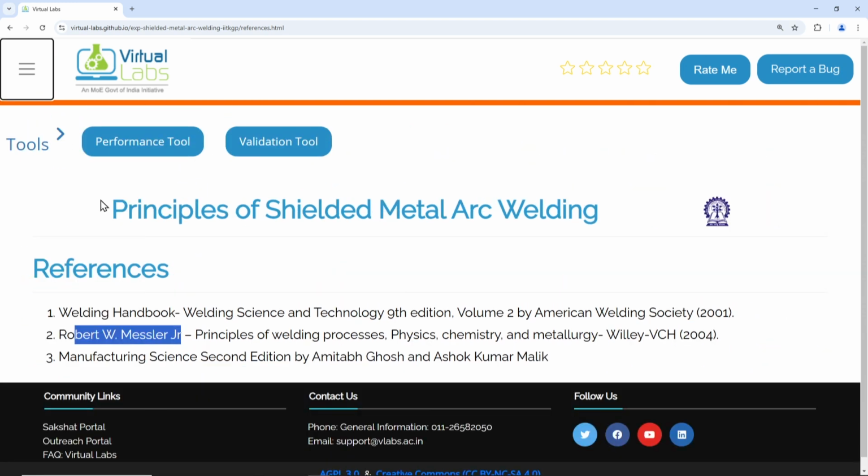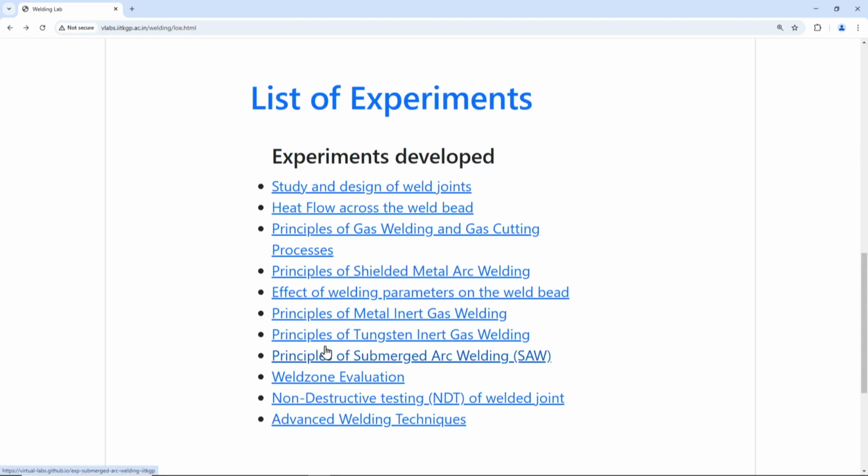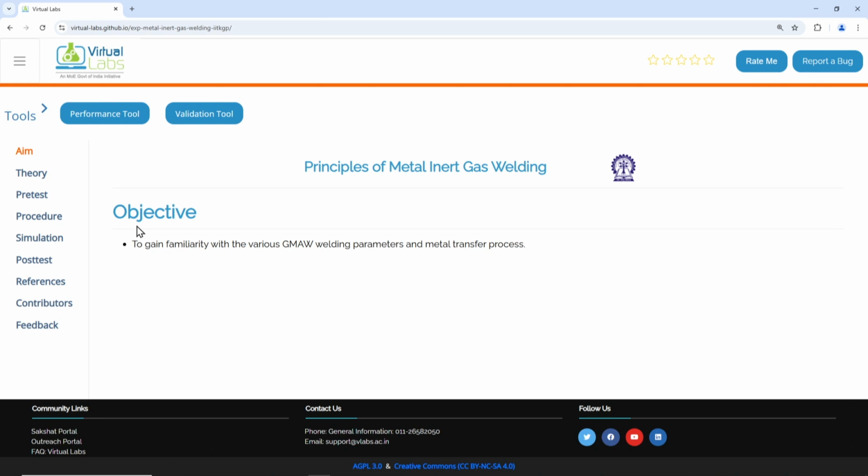Let me try to pick another experiment. Next, I will try to pick any of the automated welding processes. Let me, for example, pick metal inert gas welding. So this is similar to the shielded metal arc welding. Only the point is the wire is fed continuously and there is a gas around.